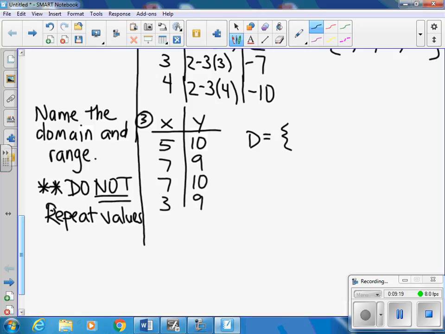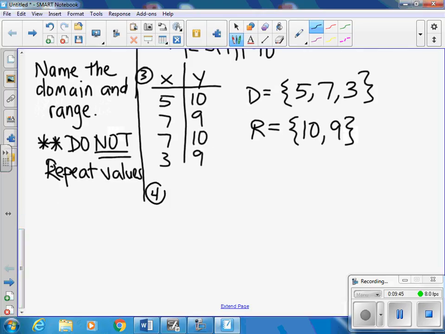So if I'm looking for my domain, I see 5, 7, and 3. Just because there's 2 7s doesn't mean you put it in there. There's only the numbers 5, 7, and 3 represented. So you only write one of each number that you have. Same goes for the range. You have 2 10s and 2 9s, so your range set will just be the numbers 10 and 9. Yes, they're going to be not equal in length, but that's okay. It's naming what's there and making sure you're naming it appropriately.